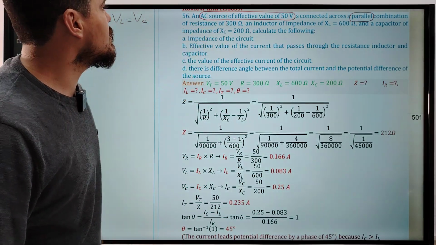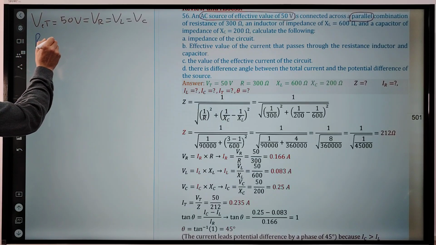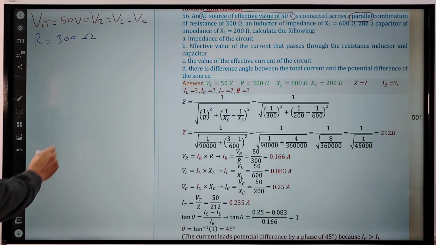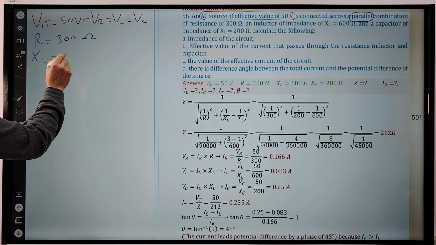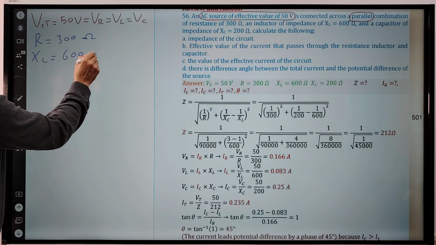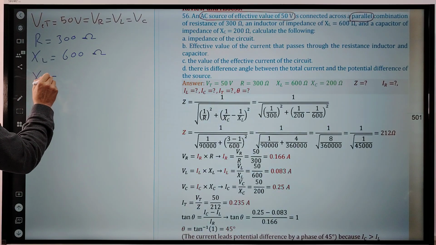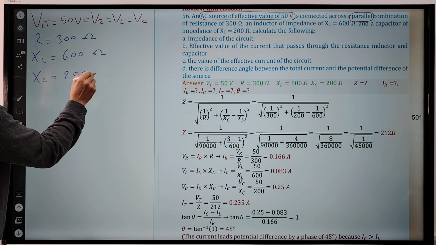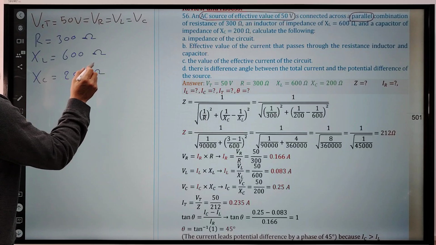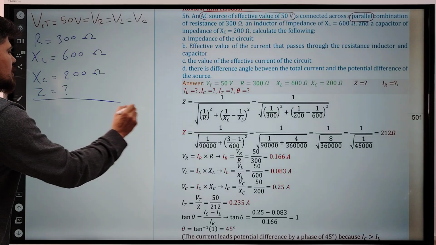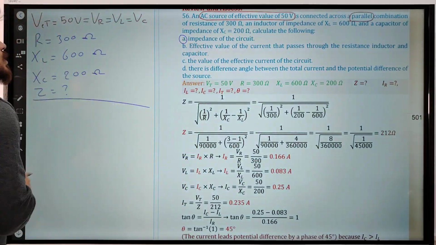Over the resistance, the resistance is given R is 300 ohm, inductor of impedance XL is given 600 ohm, and capacitor of impedance XC is also given 200 ohm. Okay, calculate the following. The impedance of the circuit, Z, is unknown, so we have to solve one by one. The first part is the impedance of the circuit, which is unknown.